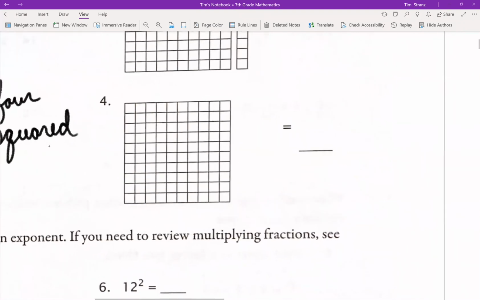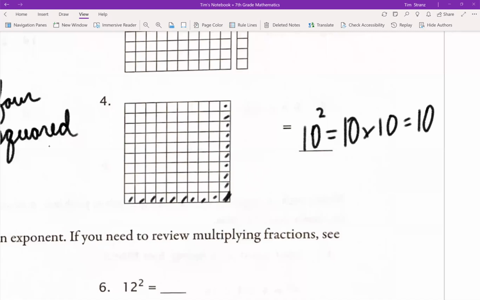Okay, number 4, let's look at that. How many up do we have? We have 1, 2, 3, 4, 5, 6, 7, 8, 9, 10. Okay, and that means we're going to have 10 across. 1, 2, 3, 4, 5, 6, 7, 8, 9, 10. So we can say that this one is 10 squared, or we can say it's 10 times 10, which our answer would be 100.